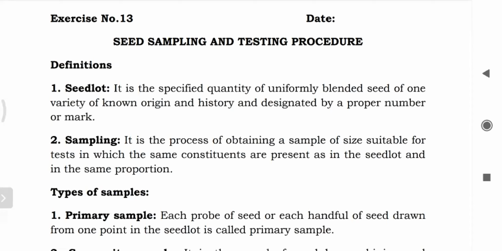Then sampling, it is a process of obtaining a sample of a size suitable for a test in which the same constituents are present as in the seed lot and in the same proportion. So seed lot and sampling. The difference between seed lot and sampling is that the seed lot is a specified quantity.